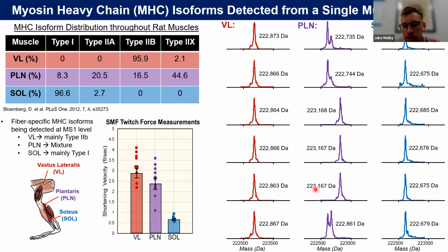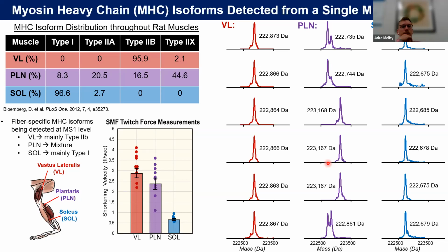And again, we're kind of seeing that here in our low resolution data, is that there are some at different masses, essentially saying that, you know, there's most likely different myosin heavy chain isoforms being expressed from fiber to fiber within the plantaris tissue.